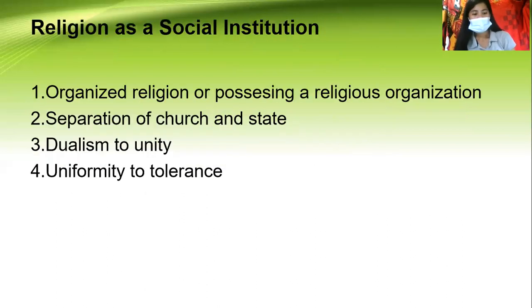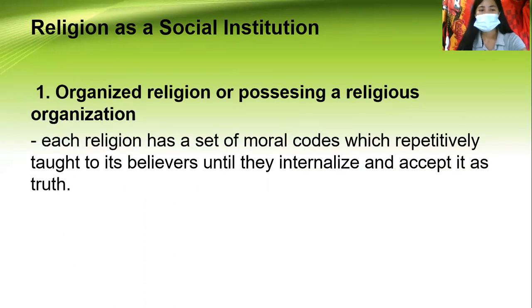Let's proceed to religion as a social institution. Religion as a social institution is characterized by the following features. Number one is organized religion, or possessing a religious organization. Then separation of church and state, the dualism to unity, and the uniformity to tolerance. Organized religion, or possessing a religious organization.